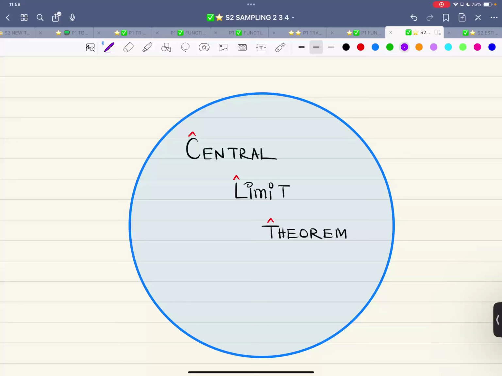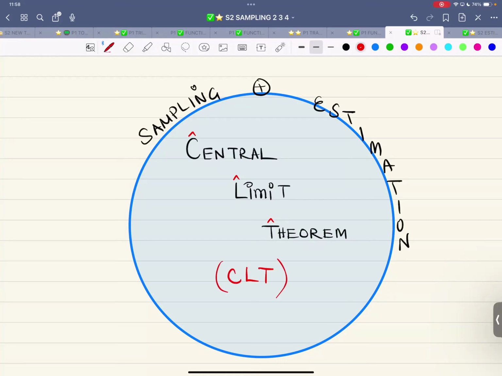So now let's start the concept of central limit theorem. It is part and parcel of sampling and estimation, and it will be used in the concept of hypothesis test also. So now what exactly is central limit theorem? We call it CLT in short.